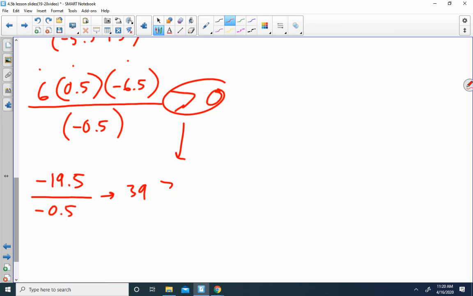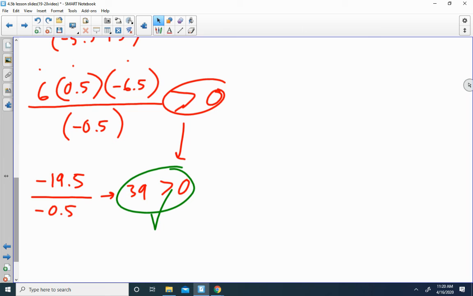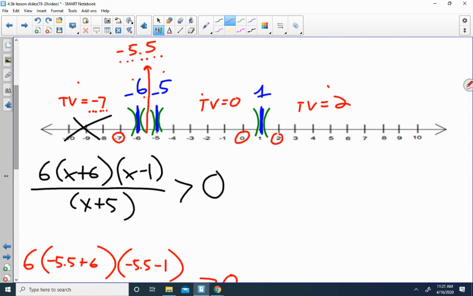And is that bigger than 0? Yes, 39 is bigger than 0. So the second interval checks out, so we can shade that tiny little sliver between -6 and -5. Woohoo! All right, time to move on to the second half.